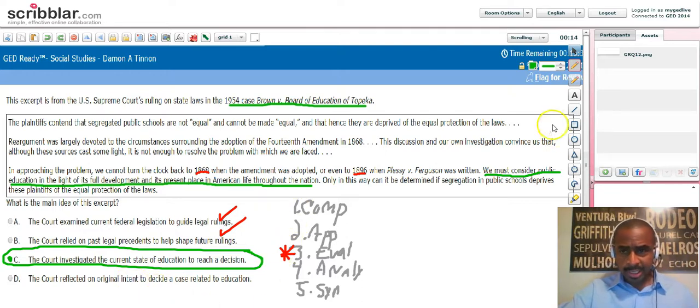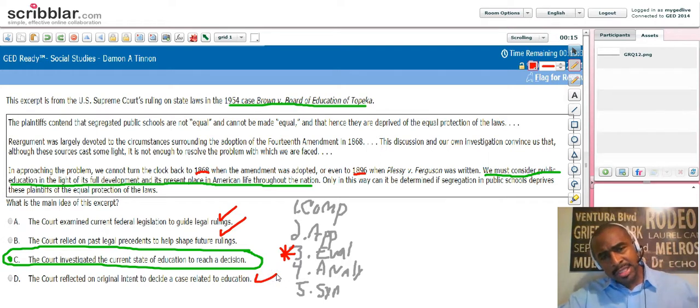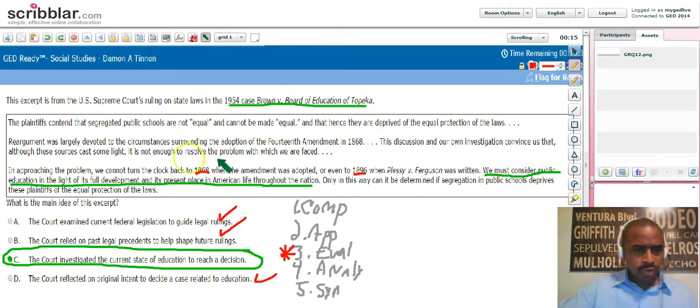We can go back and look at D and see where D says the court reflected on the original intent to decide a case related to education. Well, it's not looking at the original intent, and that goes back to not looking at the past rulings, but we have to look at the present. So that's evaluation. Identifying the main idea. What's the main thrust? And we know the main thrust by looking at this strong language here. We must consider. So if it says we cannot turn the clock back, right? We can't turn the clock back.